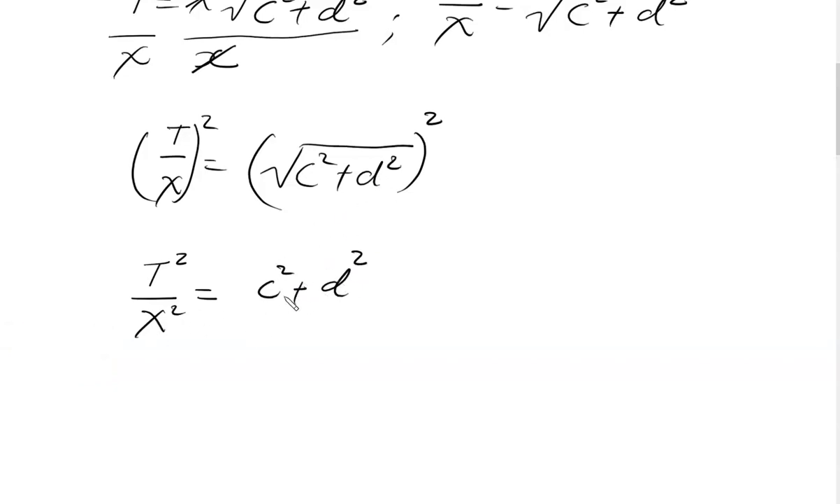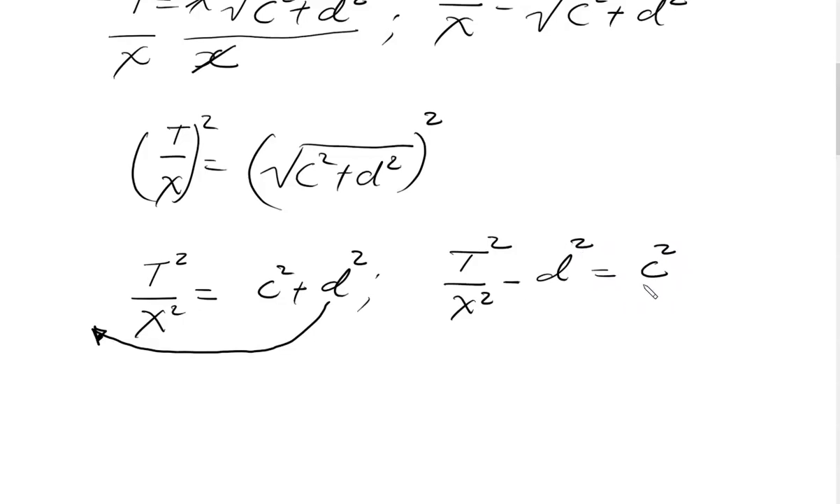Now so far so good. We have C outside the square root sign, but that's not the end. We need to have it on one side of the equation, and we also need to have D on the other side. So we can take D squared to the left hand side of the equation, and we're going to have T squared over x squared. Now D squared is positive, so it's going to be negative D squared equal to C squared.